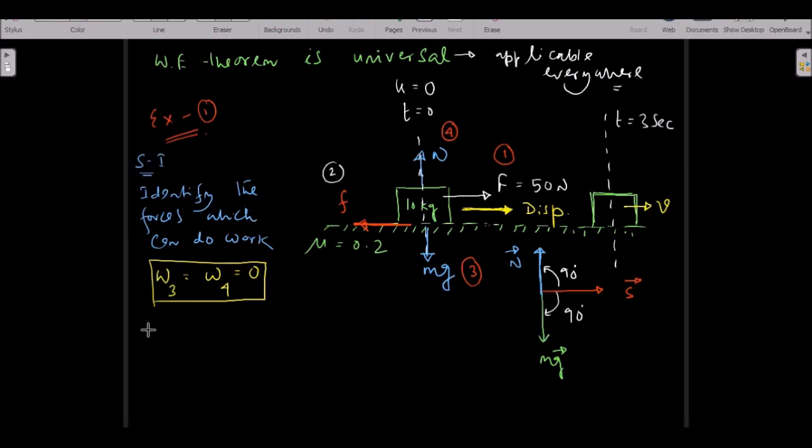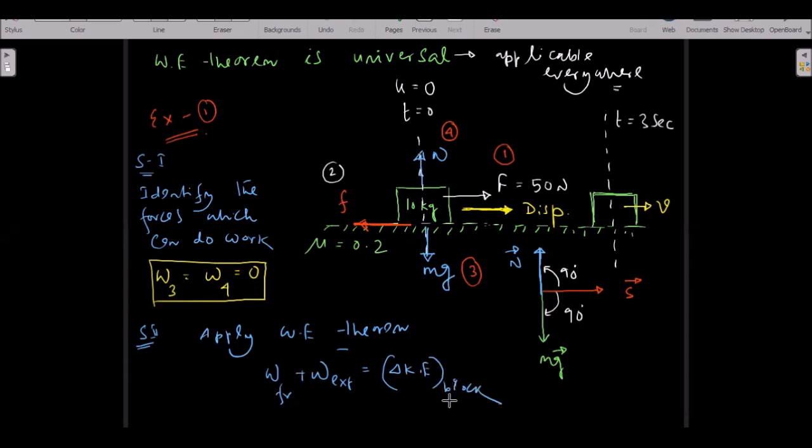So step 2 is apply work energy theorem. Alright. So we'll write work done by friction plus work done by external force is equal to change in kinetic energy for the block. Okay, now this is fine, clear? So let us move ahead.